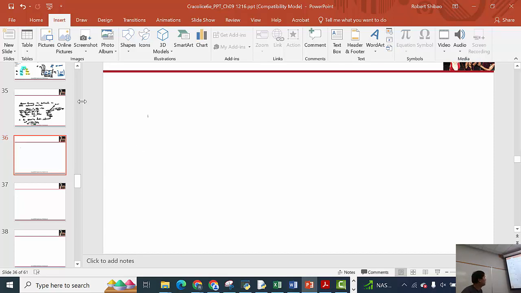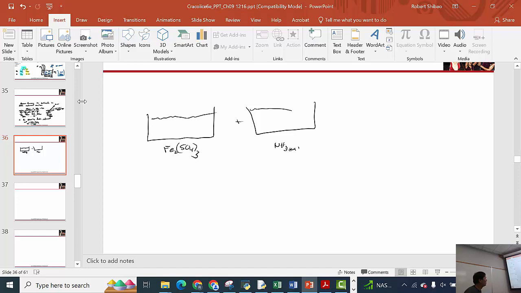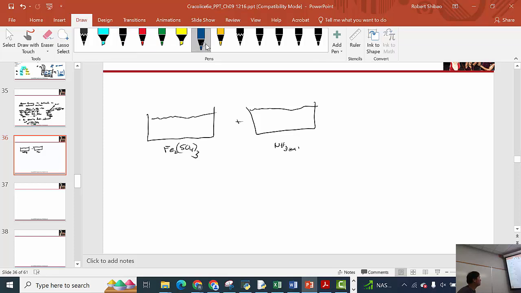So what we have here is 2 beakers. One beaker is going to be labeled iron 3 sulfate, and the other beaker is going to be labeled aqueous ammonia. In the iron 3 sulfate beaker, what do we have present? What are the major species present here?